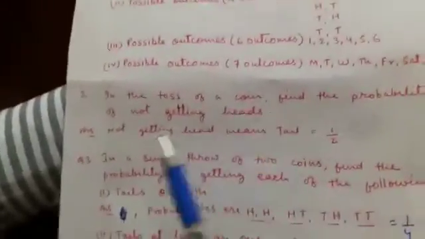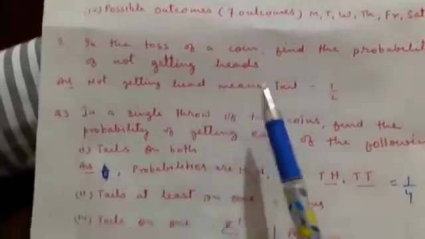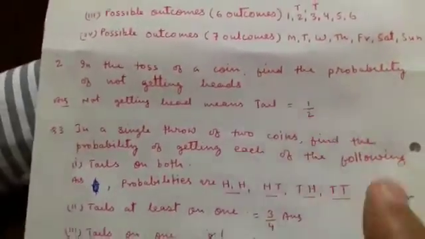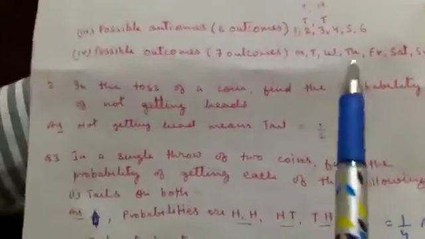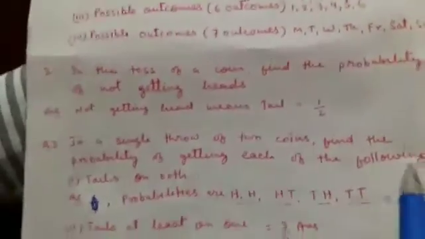Next question is, in the toss of a coin, find the probability of not getting head. Not getting head means tail. So how many tails are there? 1. And total outcomes, head and tail, there are 2 total outcomes. So 1 by 2 is the probability of not getting head. Now come to question number 3.